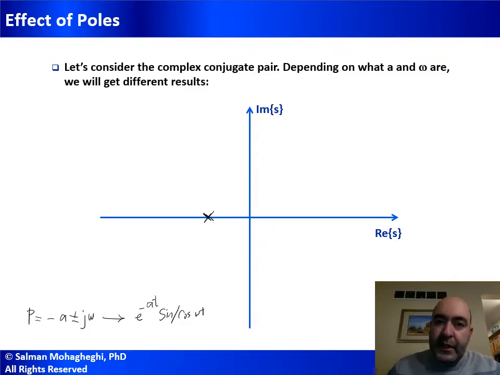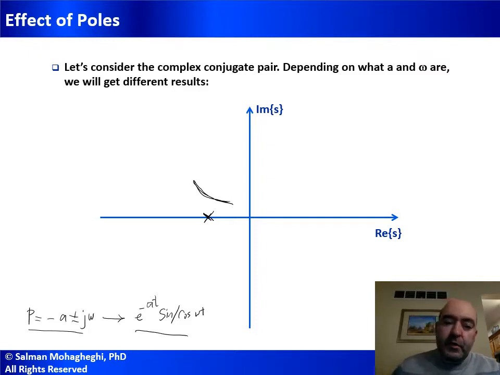This is a pole which is negative and is real. So minus A is negative and omega is 0 because I don't have the imaginary part. Let's come back to this. If omega is 0, the sine of omega t term is going to be 0, cosine of omega t term is going to be 1. So I will have e to the power of minus AT, and again remember that minus A is now negative, times 1. So it's an exponential with a negative exponent, meaning that it's going to be decaying over time. So the response is going to look something like this.